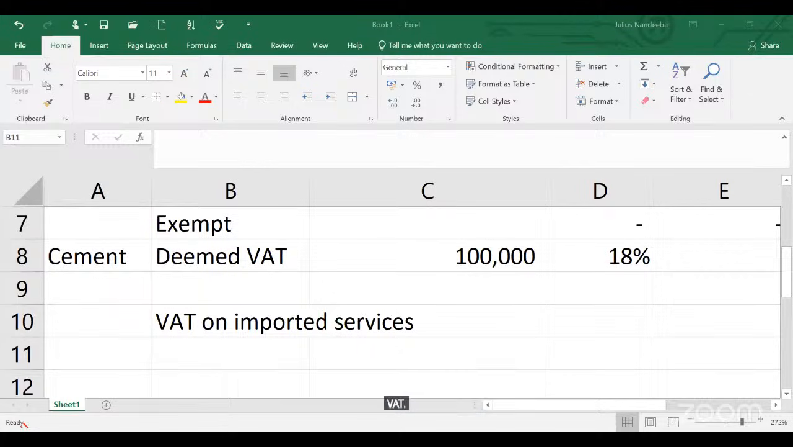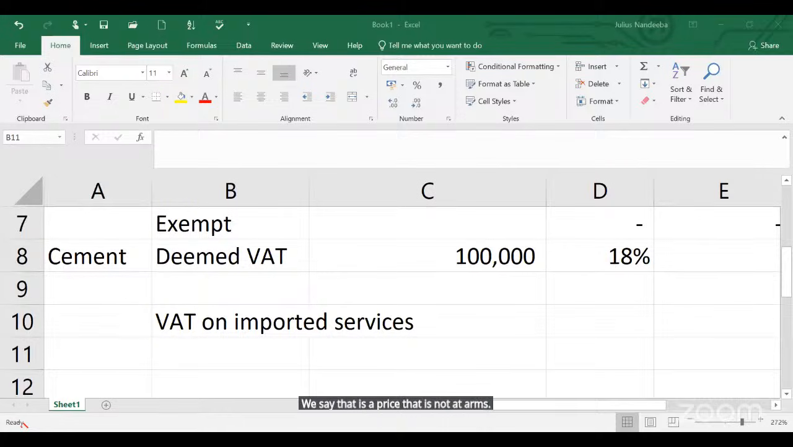Indifference is when you have actually made a supply which is not at arm's length. At arm's length means this cement now, this time you're not the one taking it, but your father is also building his house. And because he's your father, the cement was at 30,000 and you gave it to him at 10,000. We say that is a price that is not at arm's length.